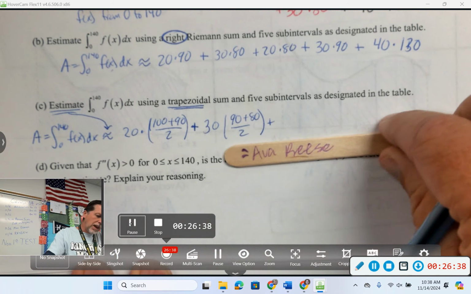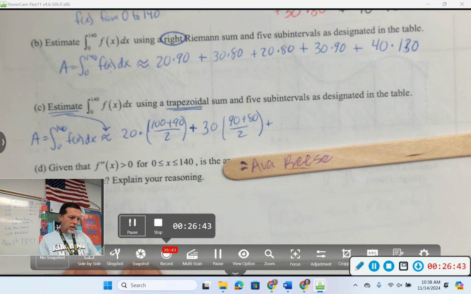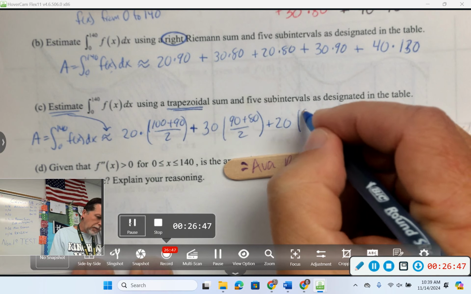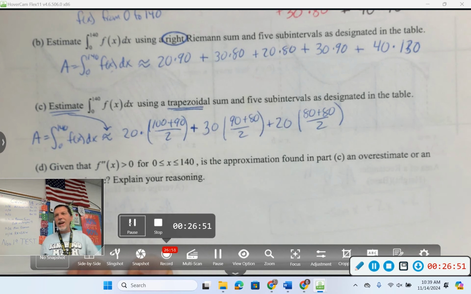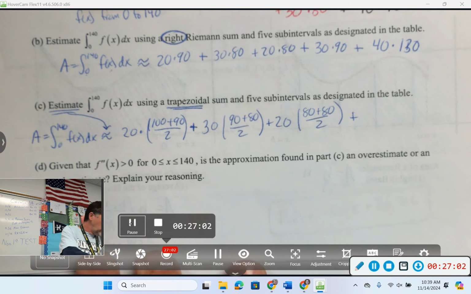Austin's not with us, but Ava is. Ava, how about the third trapezoid? Yep. And that's another one where it's like, do I really need to write 80 plus 80 over 2? Isn't that obviously 80? Yes, it is, and if you see that, fine. But if you want to just keep the pattern of a trapezoid, then keep the pattern of a trapezoid.